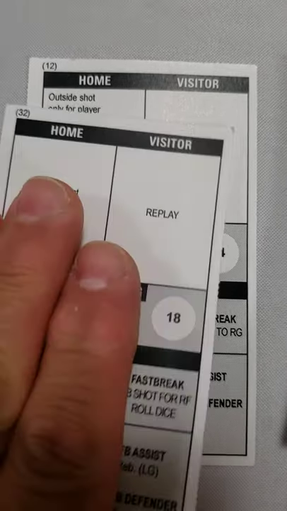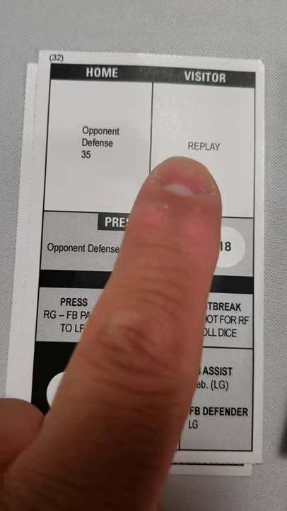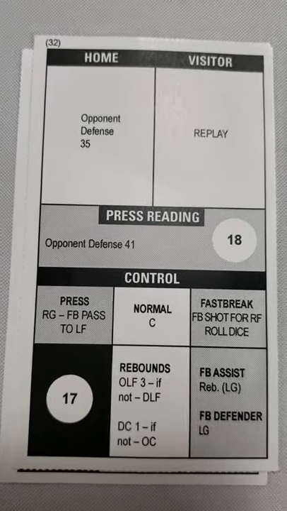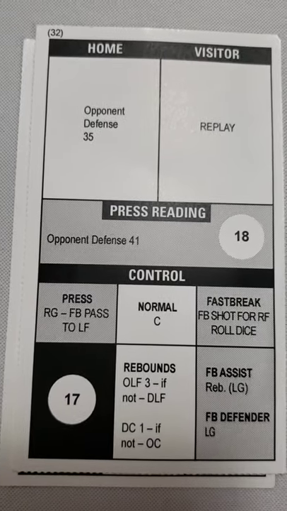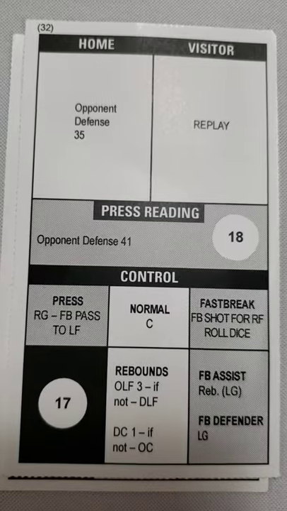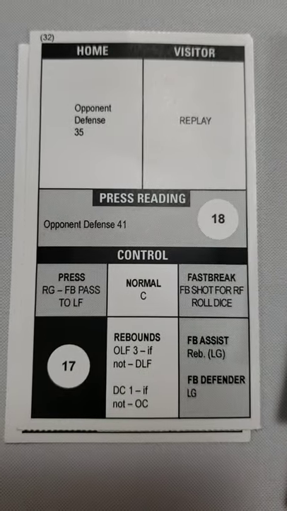He has the ball. We're going to go here. It says visiting team replay. Replay basically is just a setup. So basically the play broke down. Maybe they tried to drive, but they couldn't take a shot. They passed it back out to the top. They're resetting. Okay? So replay tells you now there's a reset.